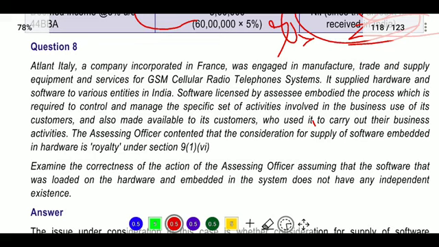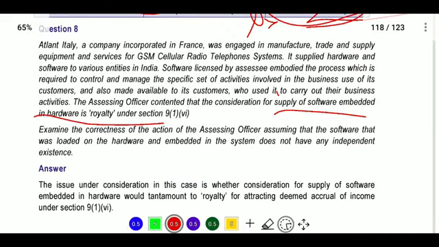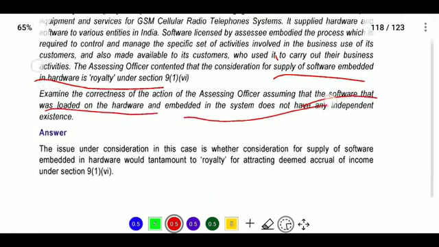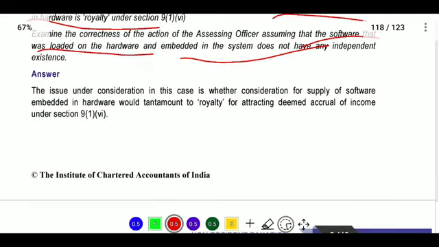their business activity. The assessing officer contended that the consideration for supply of services embedded in hardware is royalty under section 9(1). Here, the assessing officer assumed that the software that was loaded on hardware and embedded in the system does not have any independent existence. So the issue involved is whether the assessing officer is correct or not. Assessing officer is not correct. The issue under consideration in this case is whether consideration for supply of software embedded in hardware would tantamount to royalty attracting deemed accrual.